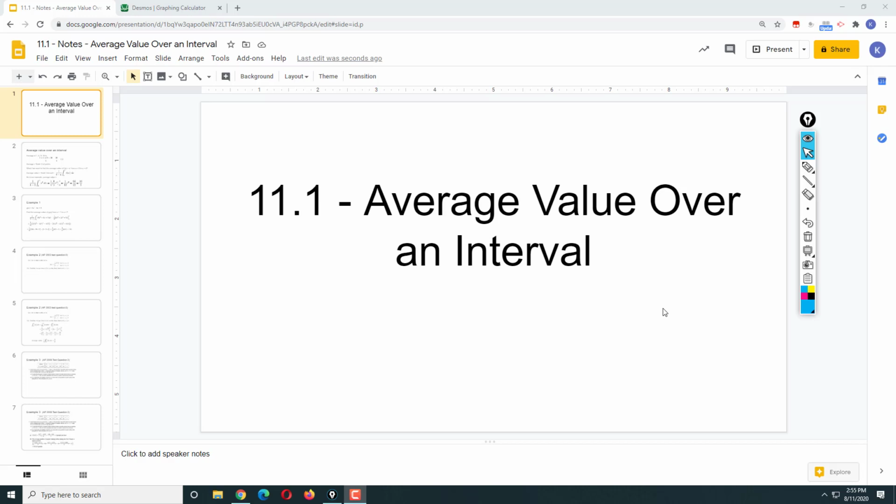Welcome to 11.1, Average Value over an Interval.